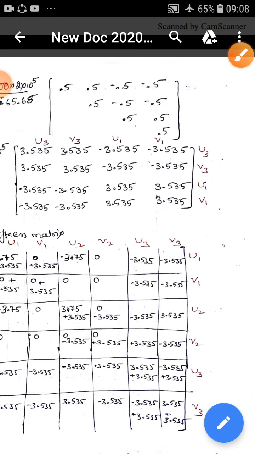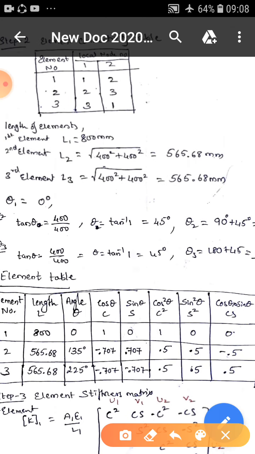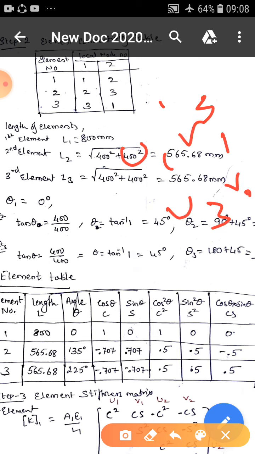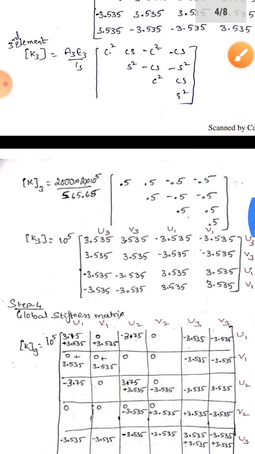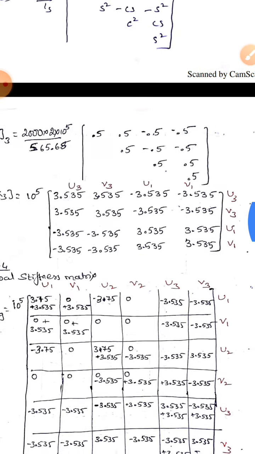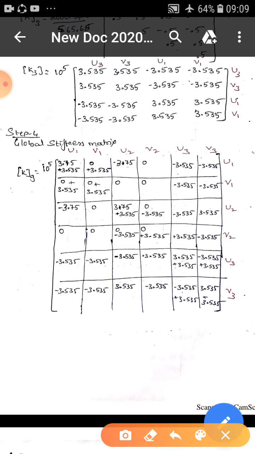Now if some students have a doubt, sir, instead of writing this element between 3 and 1, if I write it as 1 and 3, then it will be u1 v1 first and then u3 v3. In that case you have to write like that. Now after writing this element stiffness matrix for the third element, write the global stiffness matrix, keeping 10⁵ outside.